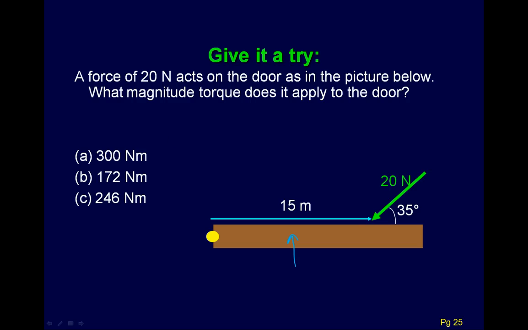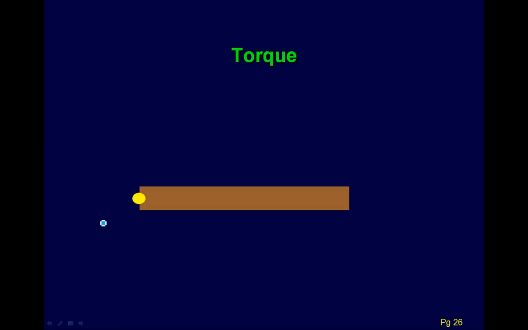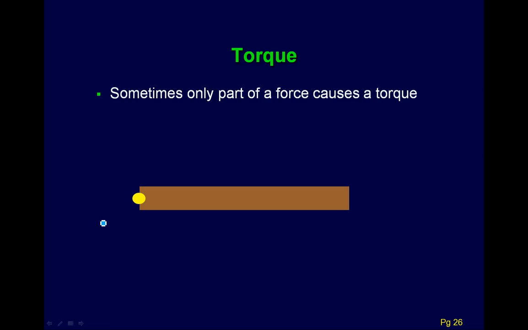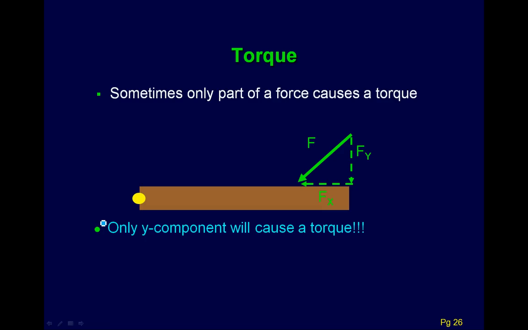I want to know is how much torque do you think you're applying? Okay, hopefully in this case you got that it was 172 newton meters. And so sometimes only part of force causes a torque. And so here, if we take our force, we can do the y component and the x component. Only the y component will cause a torque. The x component will just push into the hinge and essentially be wasted.